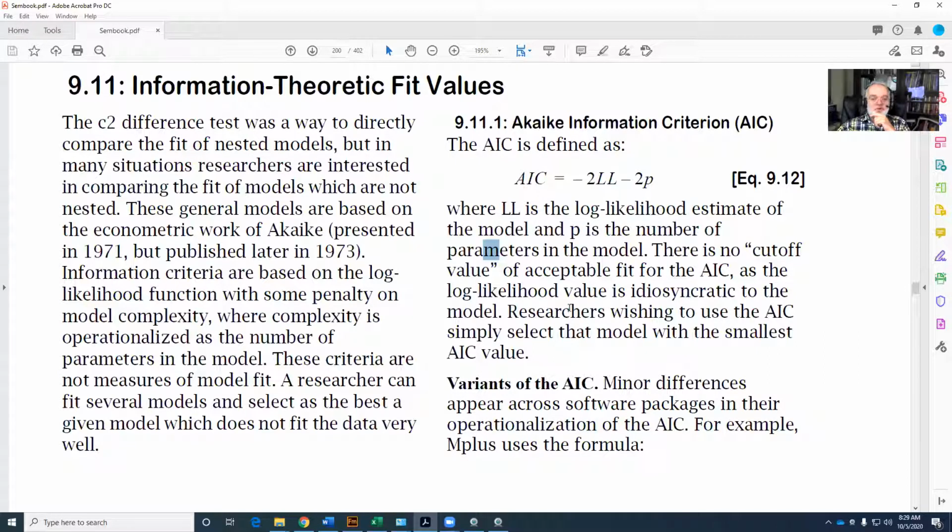And as I mentioned before, it's idiosyncratic to your model. You just select the model with the smallest AIC value. So models that have an awful lot of parameters get a penalty. And if you have very, very few parameters and roughly the same log likelihood value, you're winning.